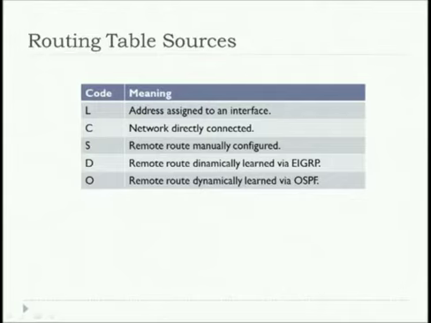C. It means that a network is directly connected. S. It means that a remote route was manually configured. D. It means that a remote route was dynamically learned using Enhanced Interior Gateway Routing Protocol. O. It means that a remote route was dynamically learned using Open Shortest Path First Protocol.